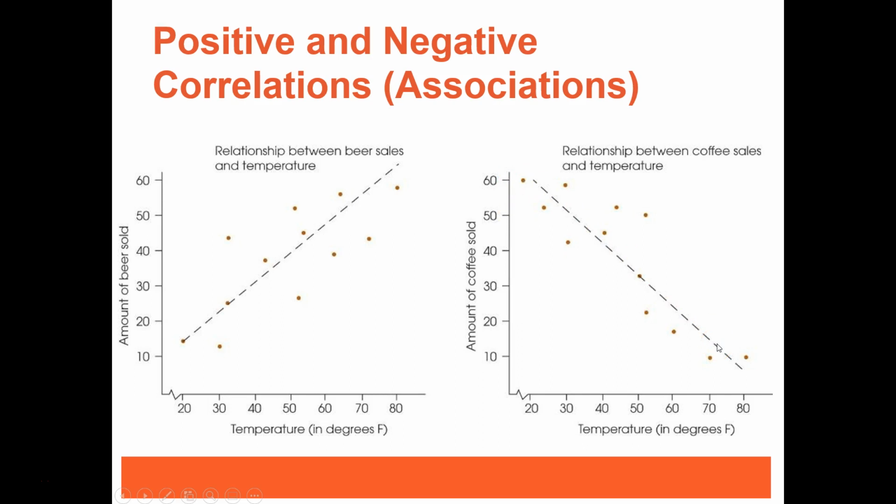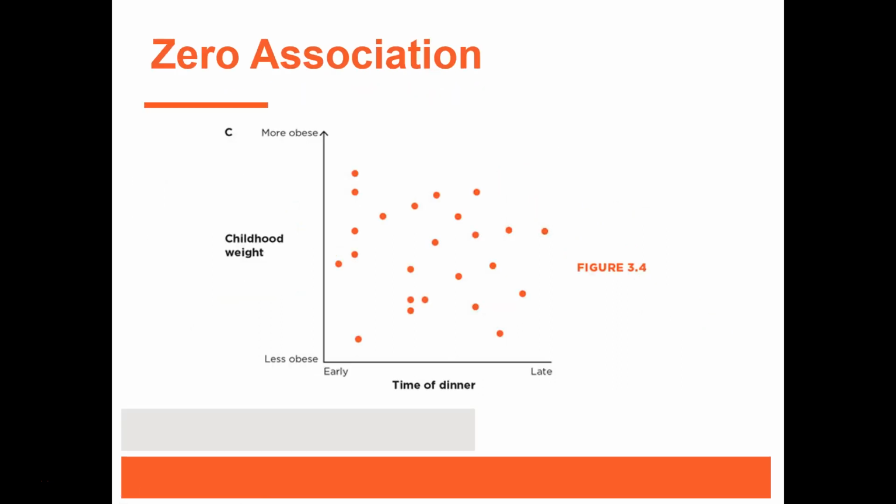And again, we'll talk more about this in our whole chapter on correlations. Of course, it is possible to have a zero correlation or a zero association, meaning perhaps as a researcher, I thought that time of dinner would be related to childhood weight. But once I collected the data, I can see I have no pattern here. I have no relationship. This is just a random amount of dots all over this chart.